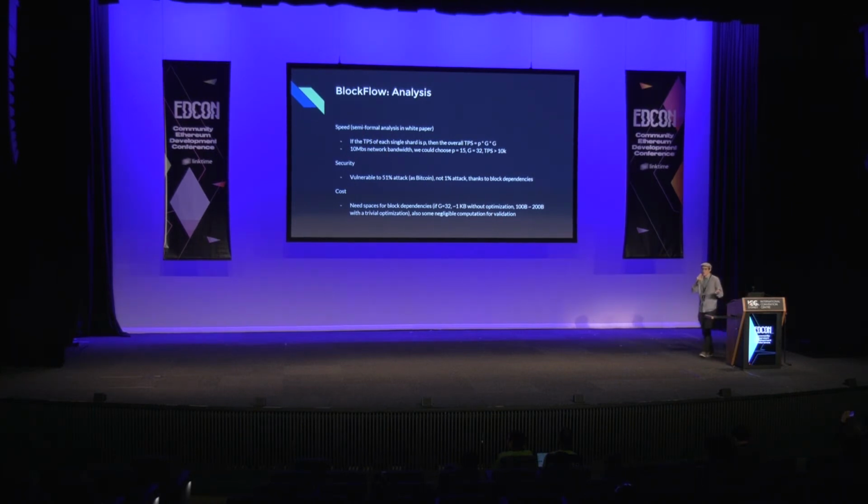Of course, all of this is nice, but it doesn't come for free, right? So what is the cost of using this approach? Basically, the main cost is that you need some space to store the block dependencies. If we take G equal 32, it's around 1 kilobyte with raw data, but there's a simple optimization that can be implemented, and we can get down to a couple hundred bytes to store that. Then there's also another cost in terms of validation that needs to be done, but we believe it's quite negligible compared to all the overwork that has to be done at that time.